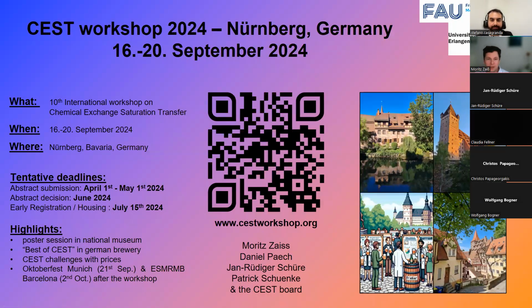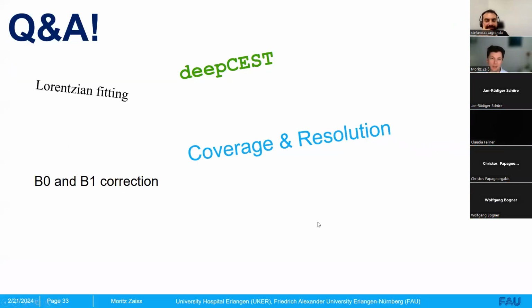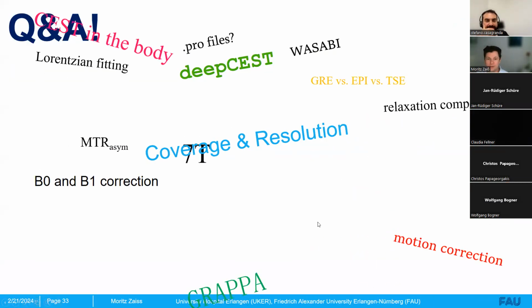And with thanking you, I also want to invite you to Germany. We will have a CEST workshop in Germany. It's the international workshop, the 10th anniversary of the international CEST workshop. It will be in September 24 in Nuremberg. So we will host this. And the abstract submission deadline is probably around April. So stay tuned to submit something there, or come to Nuremberg to have a beer at a poster session with us. And with that, I end for the Q&A.